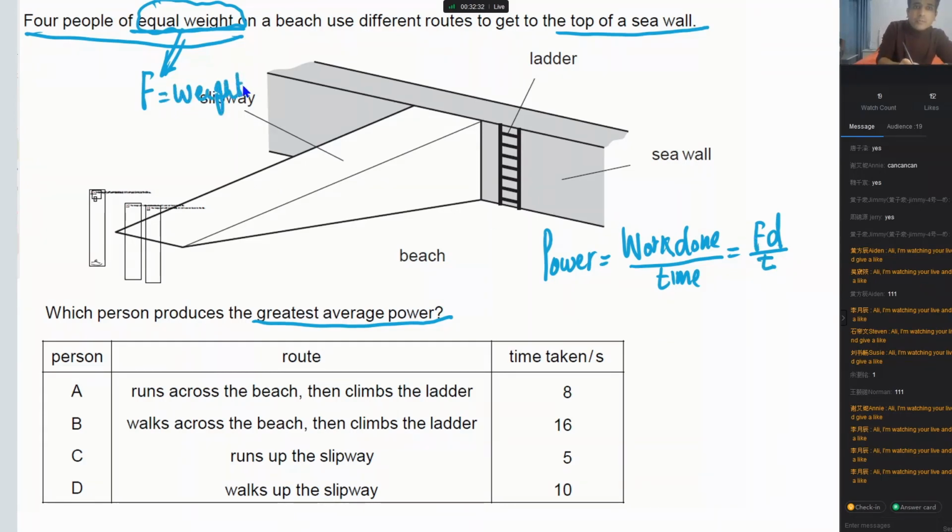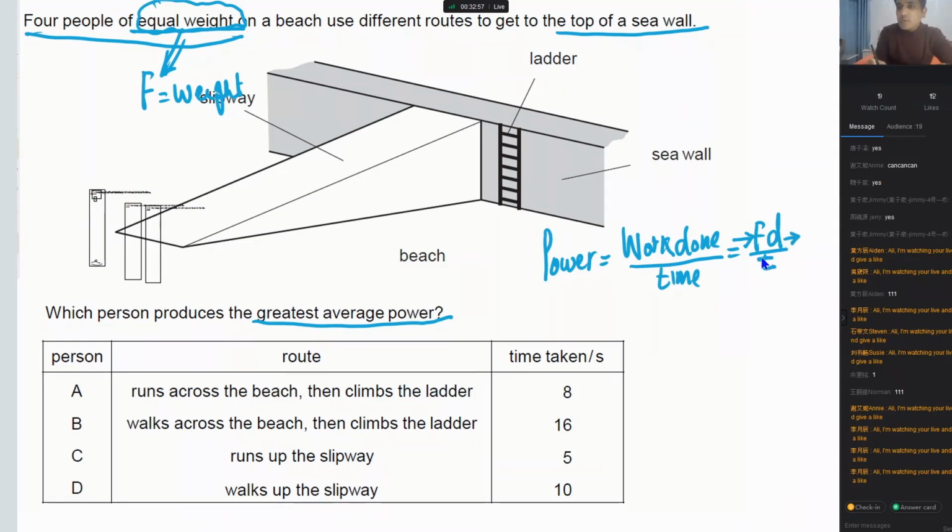Force is the weight. A person has to lift his own weight. So the force he has to apply has to be the same. That has to be equal to the weight. So force is the same. Distance traveled vertically. There is no friction. No work is done against friction. We are ignoring friction in this case, and also air resistance. So it means height is the same. It means the vertical distance is also the same.